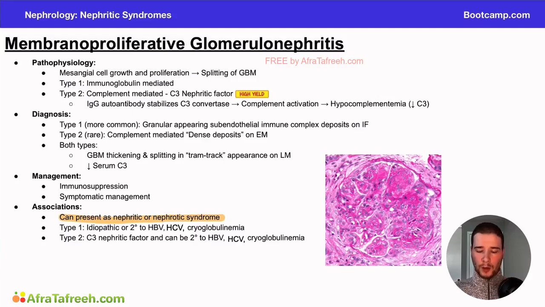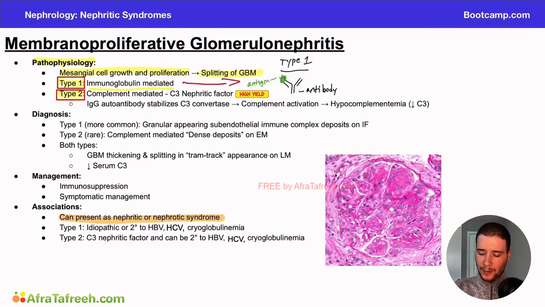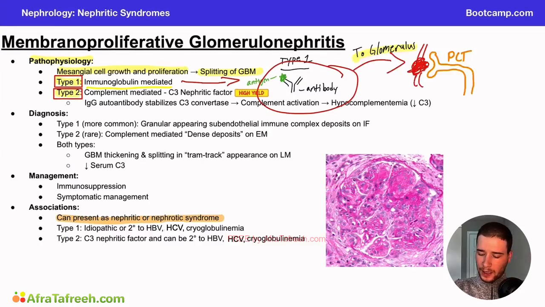It's also important to note that in membranoproliferative glomerulonephritis, the pathophysiology includes mesangial cell growth and proliferation, which leads to splitting of the glomerular basement membrane, but there are two primary types of this condition, type 1 and type 2. Type 1 is immunoglobulin mediated, and immunoglobulin mediated means we have immune complexes that form in type 1, such as an antigen-antibody complex, that then make their way to the kidney, specifically to the glomerulus, and ultimately lead to complement activation, which can then damage the filtration barrier.